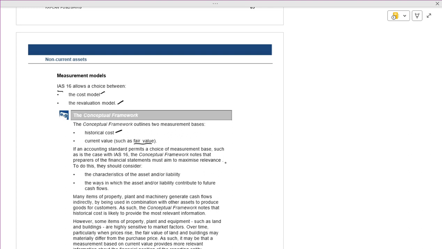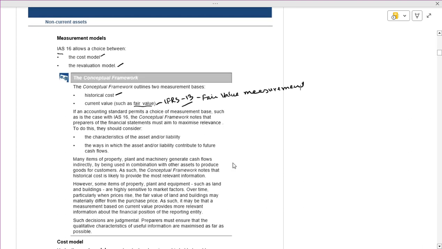It will come. Which standard is it? It is going to be IFRS 13, fair value measurement. This will always be part of this in the entire valuations and calculations. We will take the fair value as of primary importance.